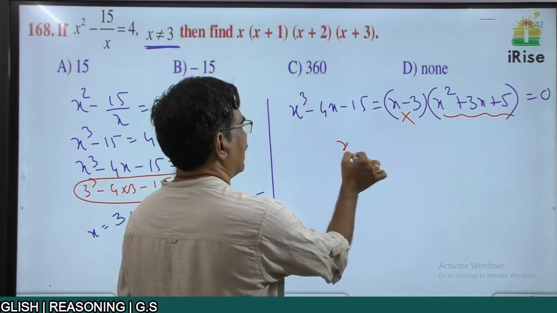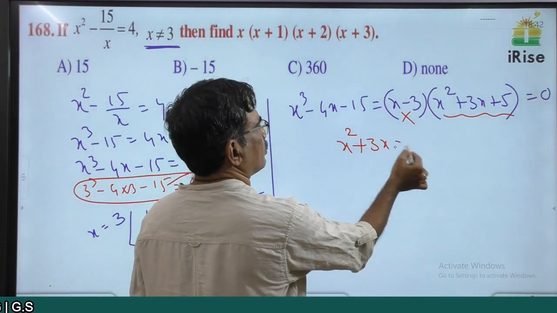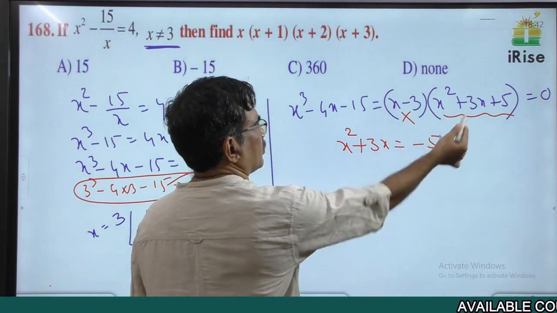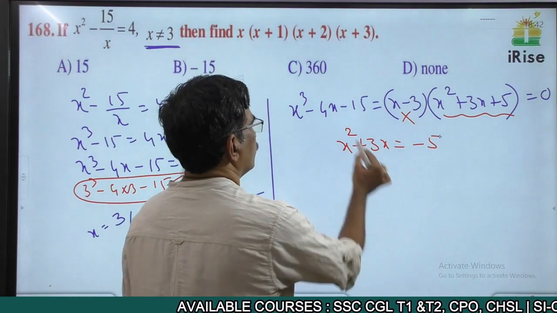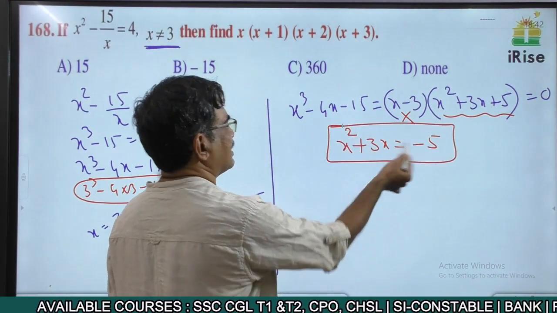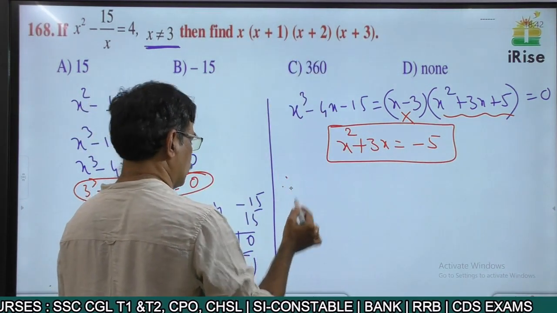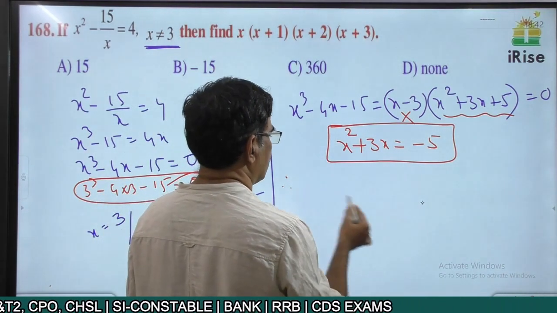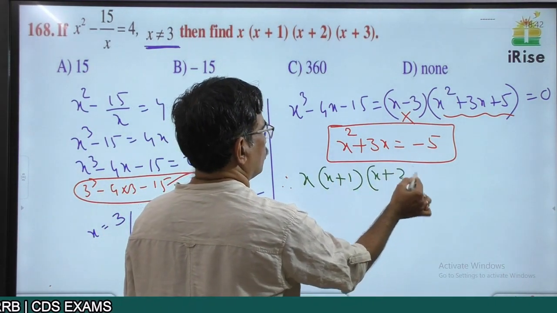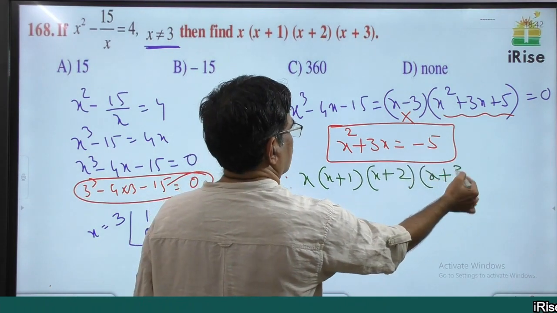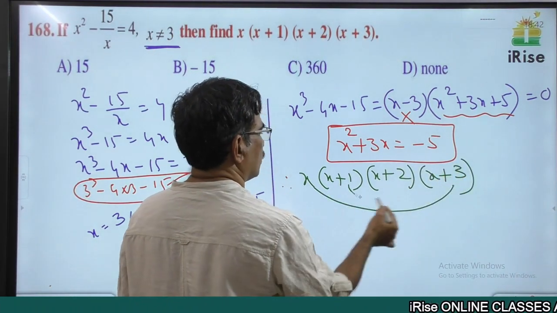So therefore, x square plus 3x is equal to minus 5 from this equation, because this is 0. So I want to use this condition to solve the question. What is the question given? The question given is x into x plus 1 into x plus 2 into x plus 3. Multiply these two and these two.